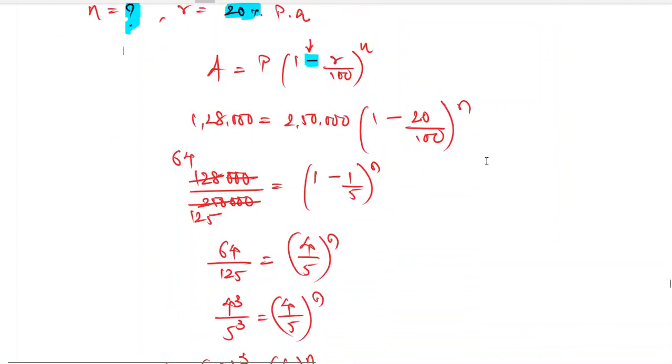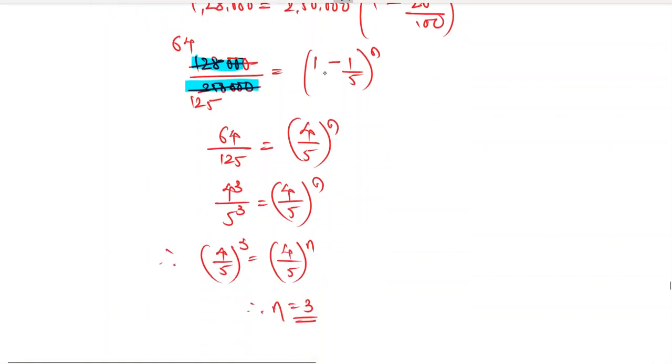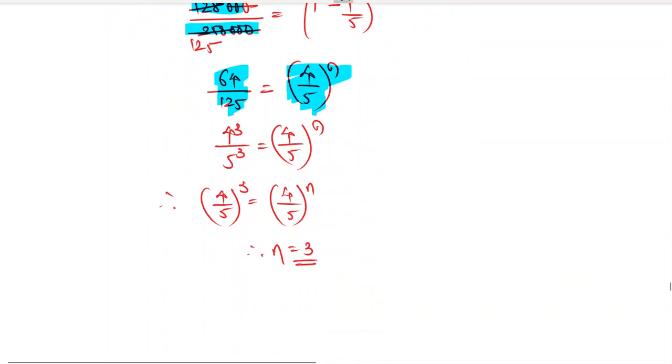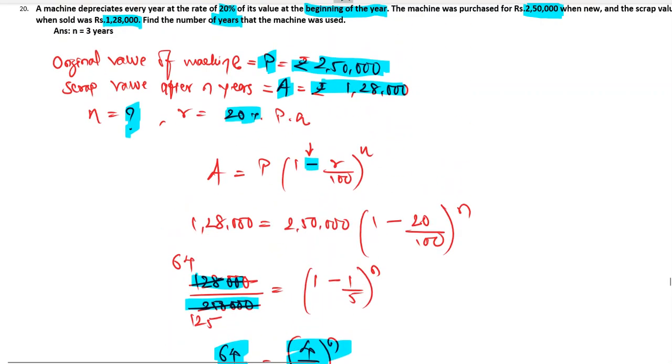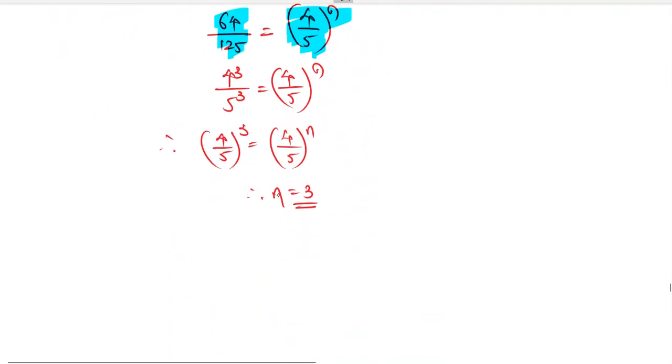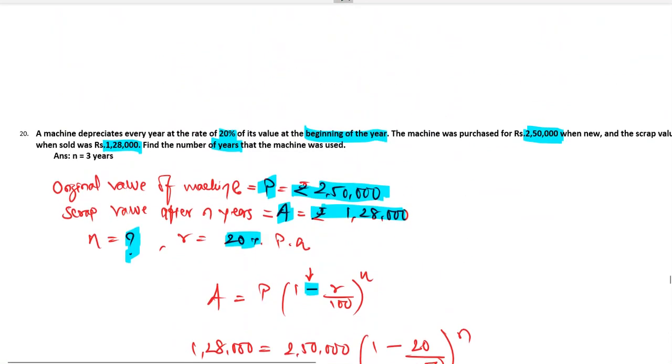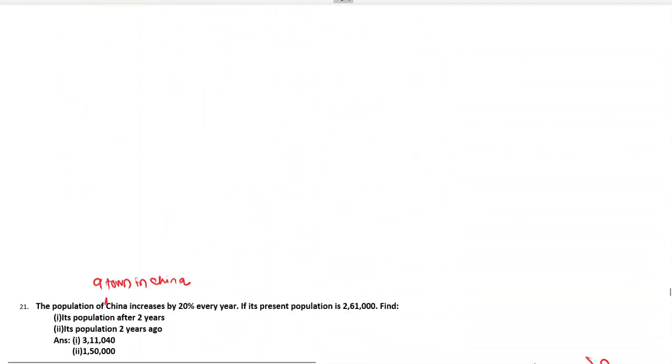So I simplified it and solved it. First I took 2,50,000 to the left hand side and cancelled it. And then I got my right hand side as (4 by 5) raised to n, which became equal to 64 by 125. So 4 by 5 became equal to (4 by 5) cubed. So n is equal to 3. Right? So after 3 years, the value of the machine will become 1,28,000.